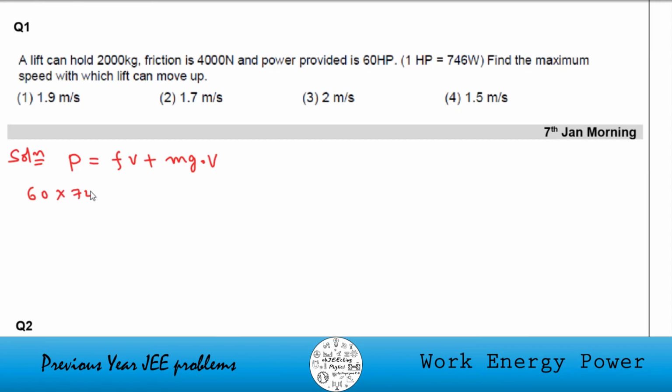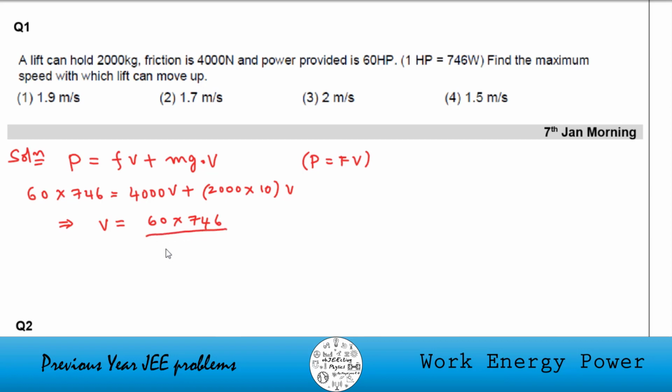1 HP is equal to 746. So that is equal to friction, which is given 4000, into V, plus weight, 2000 mass into 10 into V, because we know that power is equal to F into V. Power P is equal to F into V, or that implies V can be written as 60 into 746 divided by 4000 plus 20,000.